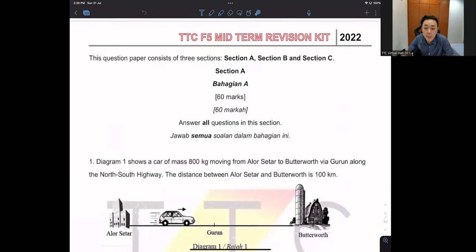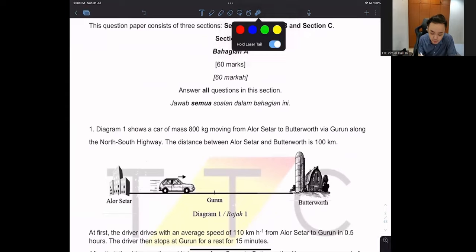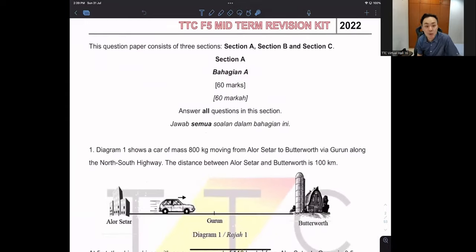No, I did say this is the midterm revision kit hosted in Google Classroom. Yes, you're supposed to have it. Probably you don't know, or probably you don't even care about reading the message, but it's inside. If you don't have it, then find out yourself. Everybody is supposed to have it inside. Why don't you have it? Unless you're not from Google Classroom.